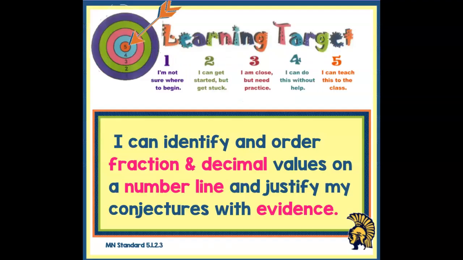So our learning target was, I can identify and order fraction and decimal values on a number line and justify my conjectures with evidence. Give yourself a rating. If you're an at-home learner, look at your Google Classroom for what your next assignment is. If you're an in-class learner, your teacher will show you.